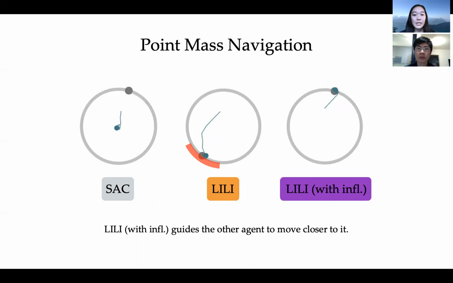Now returning to our navigation example, as we expected, we see that the LILI agent with influence learns to trap the other agent at the top of the circle. This is where the target is closest to the ego agent, and therefore where it receives the highest rewards.